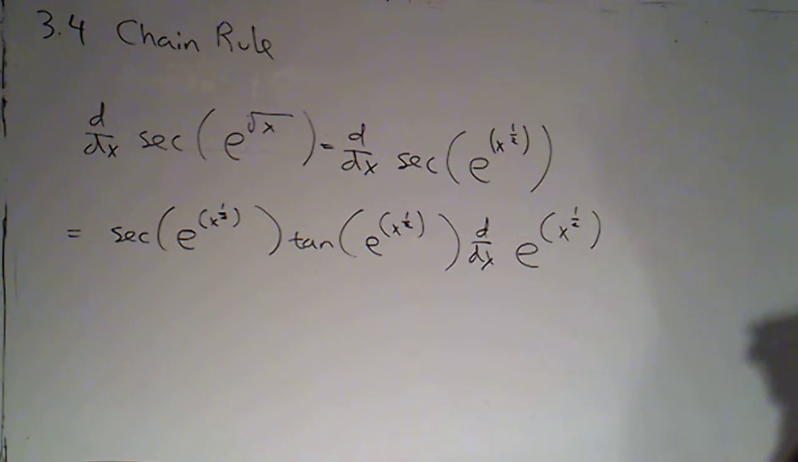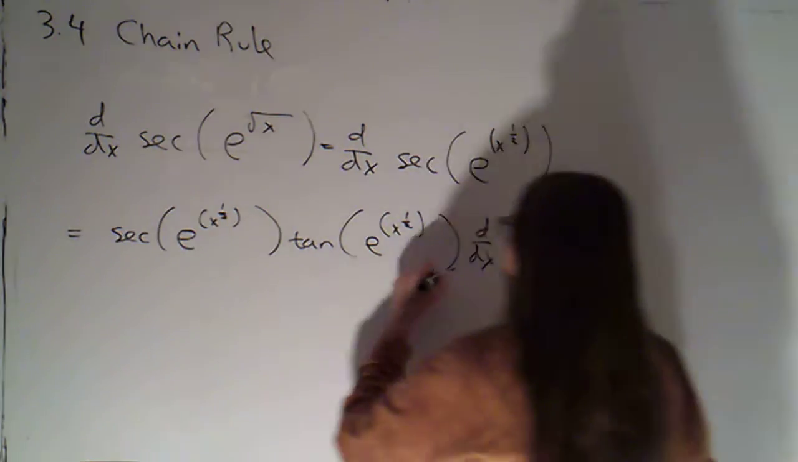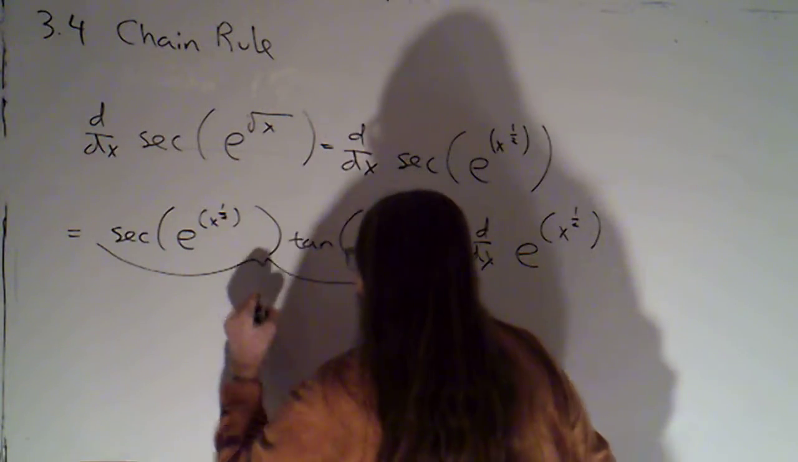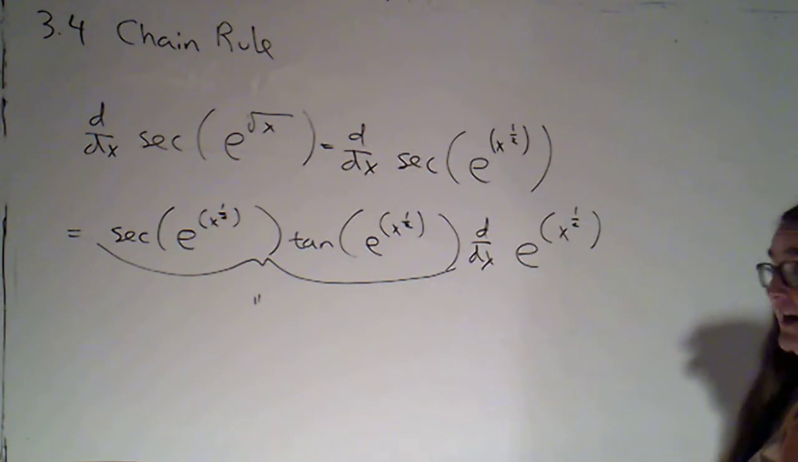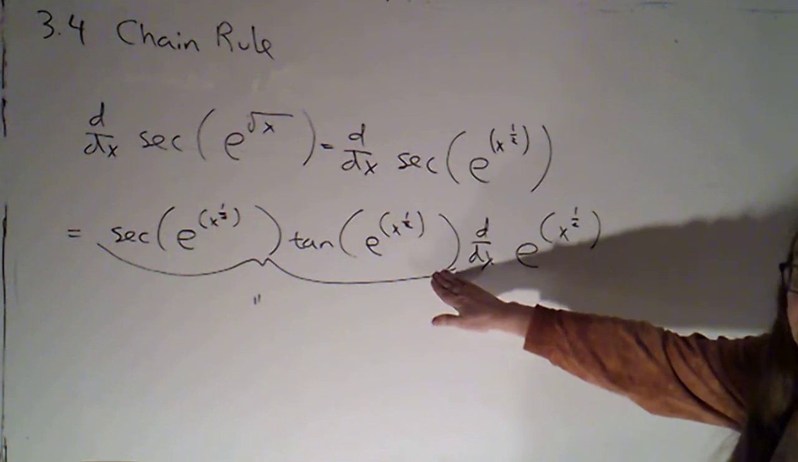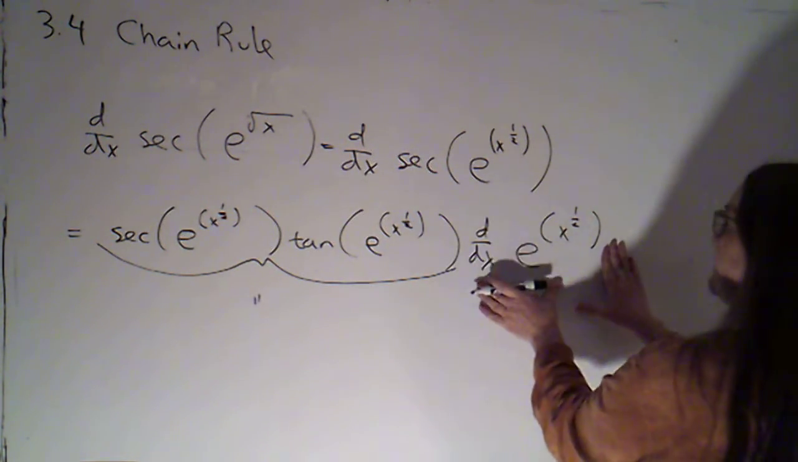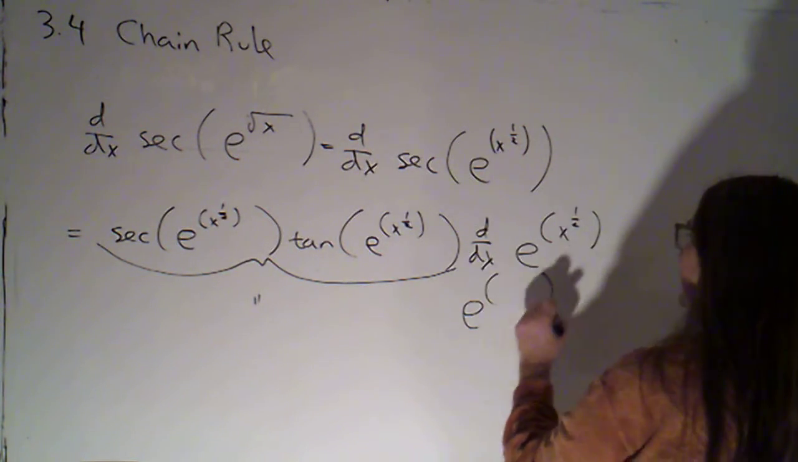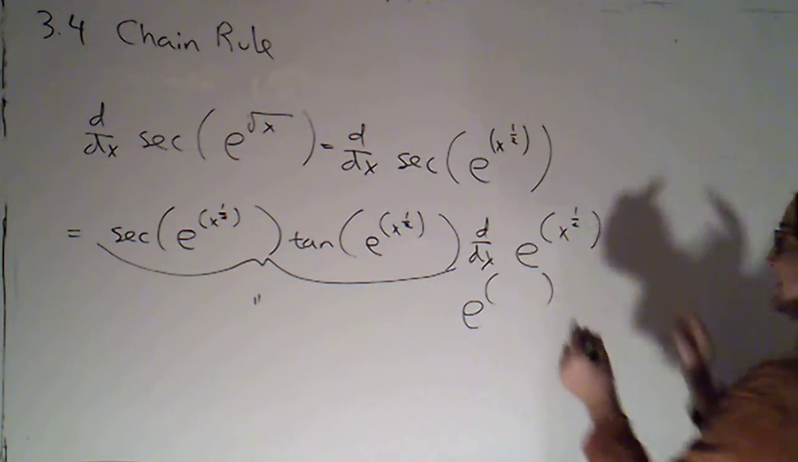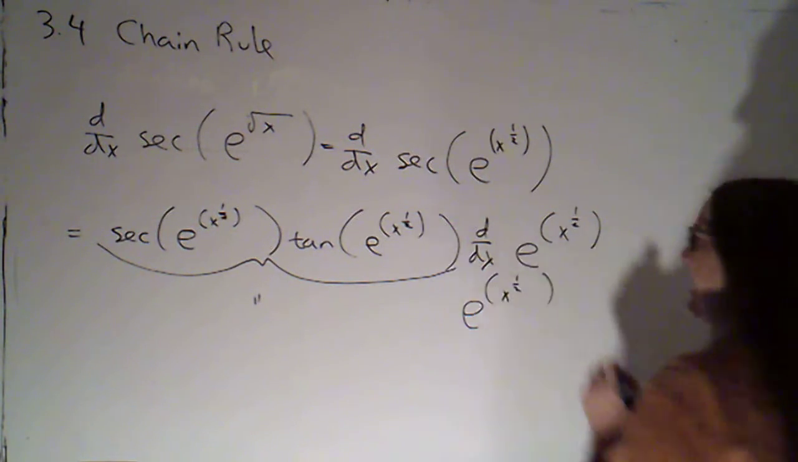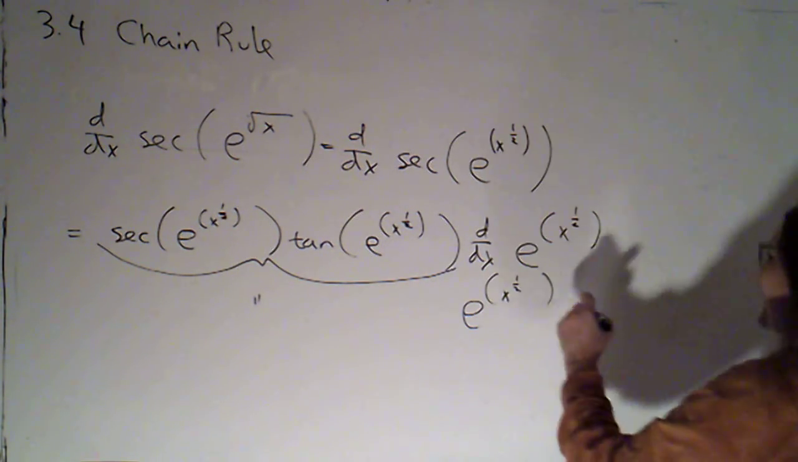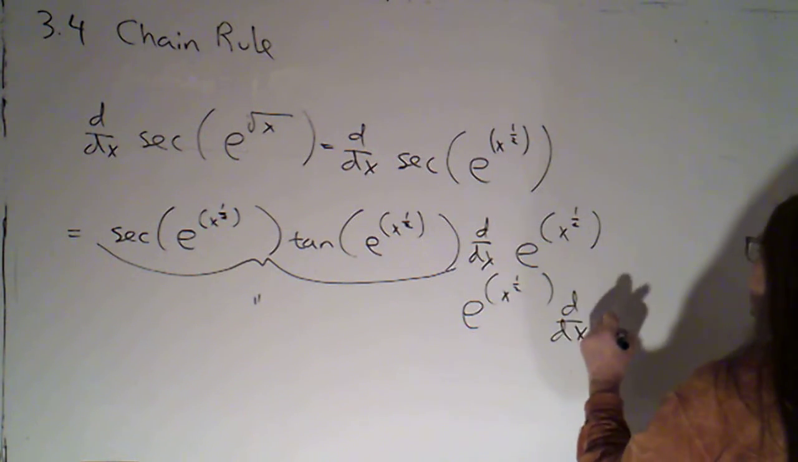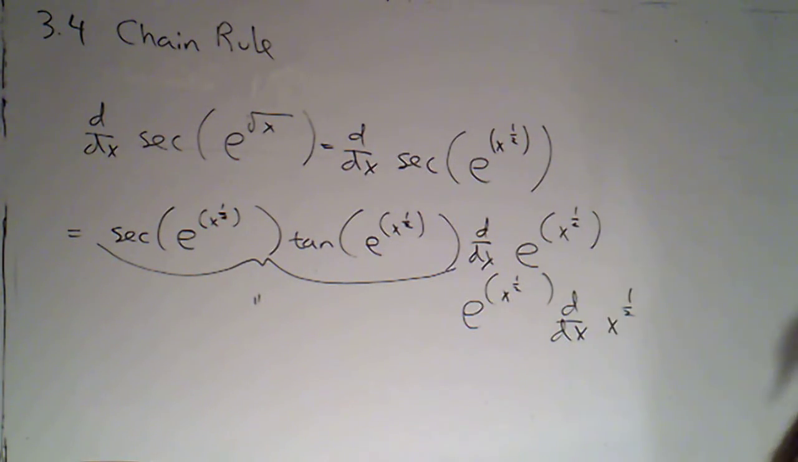So now I need to go back and evaluate my d by dx here. Now, just to save some time, I'm just going to indicate that I would copy that first factor. Actually, it's two factors, but that's that first derivative of secant. And now I'm taking the derivative here. The derivative of e to the something is e to the something. And that something was x to the 1/2 times the derivative of the inside part. So times the derivative of x to the 1/2.